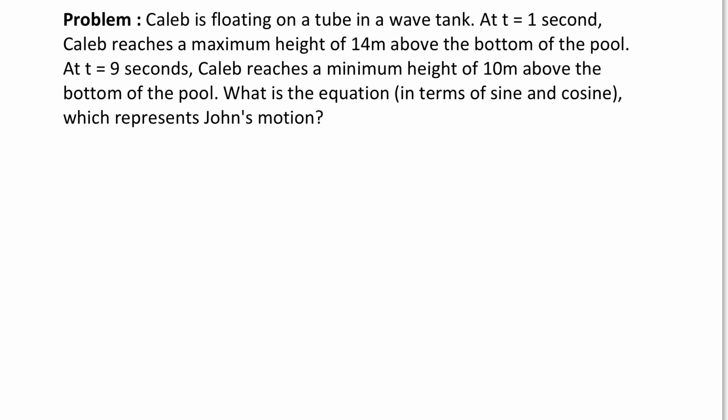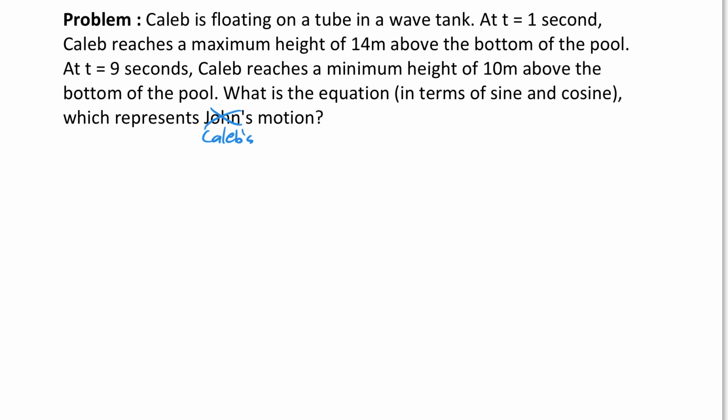All right, so we have Caleb floating in a wave tank. At 1 second, Caleb reaches a maximum height. At 9 seconds, Caleb reaches a minimum height. We need the equation in terms of sine or cos. Oh, it says John's motion. Sorry, that's a typo. That should say Caleb's motion. Okay, so here we go.